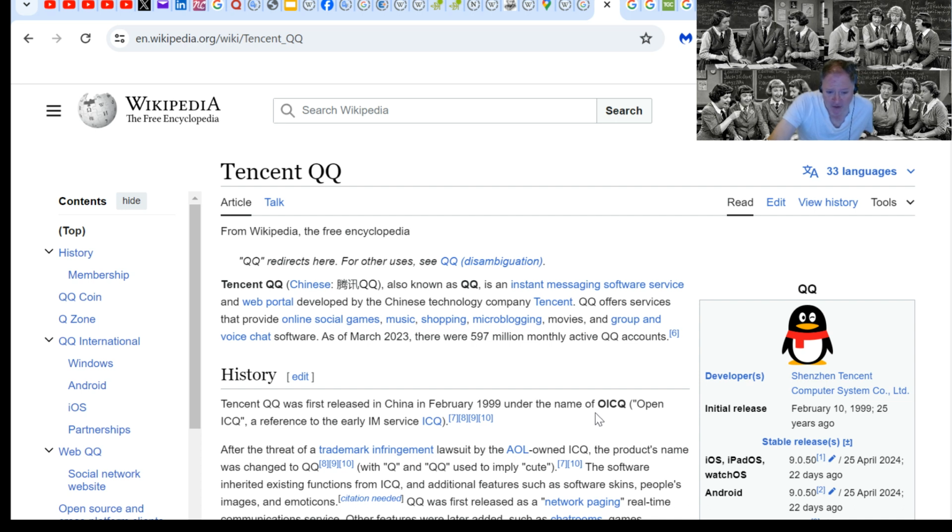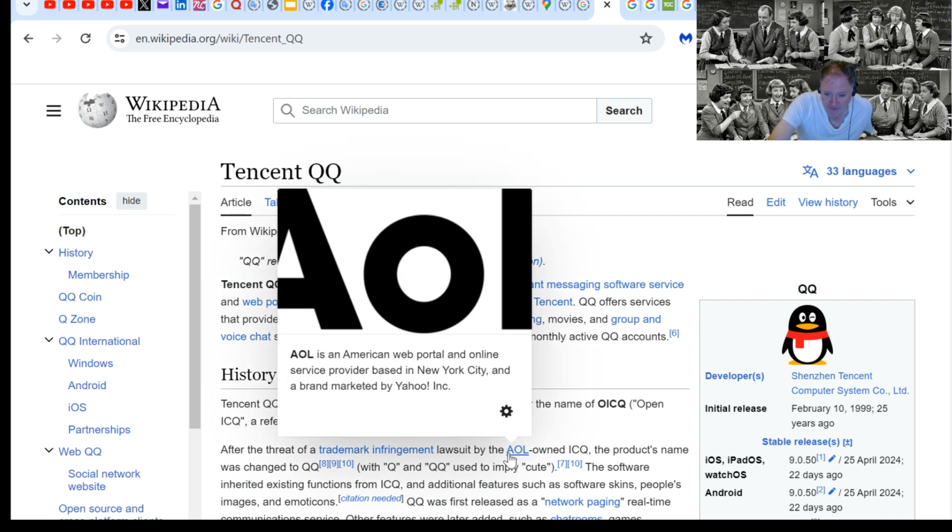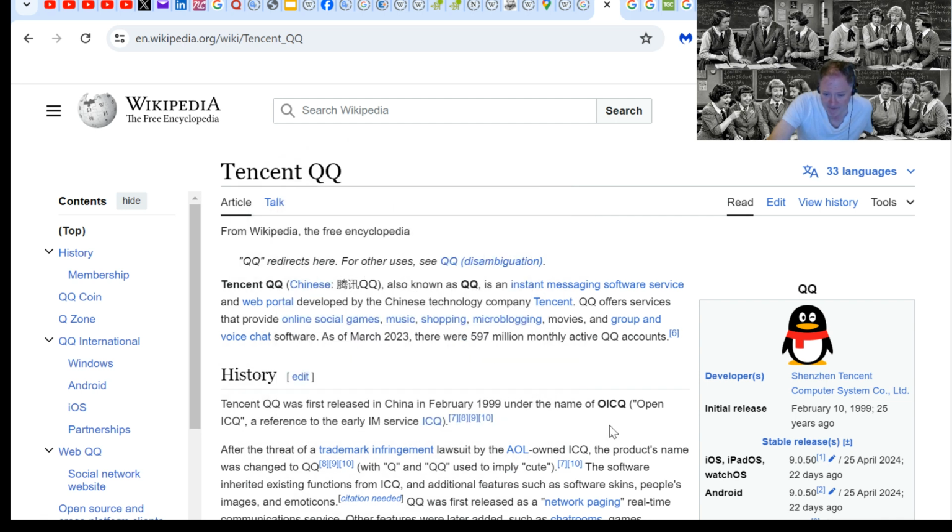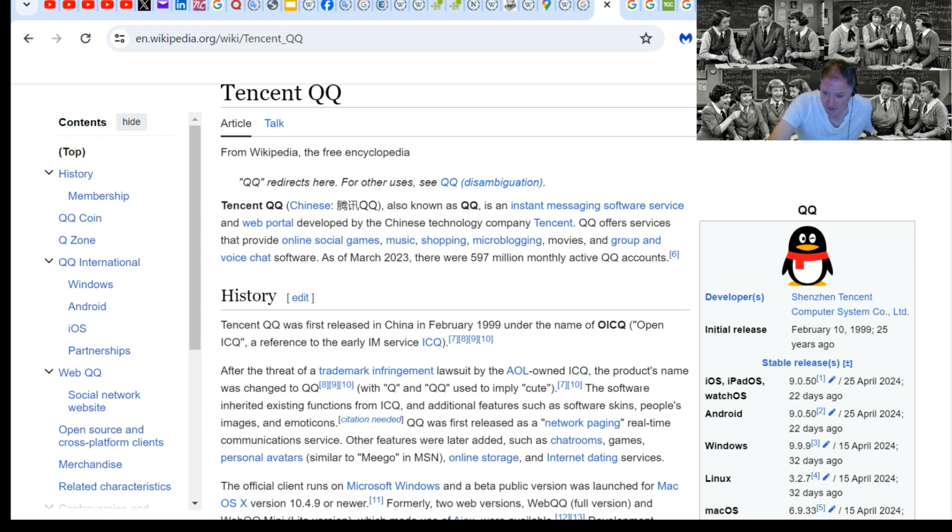Open ICQ was their idea that, okay, we're going to steal from America Online, who was the one who had the copyright on ICQ, and we're just going to make a Chinese version and call it Open because we stole the technology. Actually, AOL was the owner at the time. That was, yeah, America Online. Then they changed the product's name to QQ after a trademark infringement lawsuit. I'm surprised there wasn't a technology infringement lawsuit as well, but that's kind of the way things were back in that time.